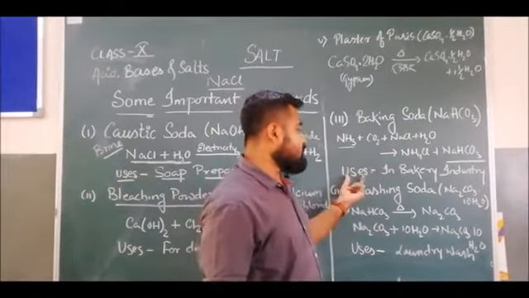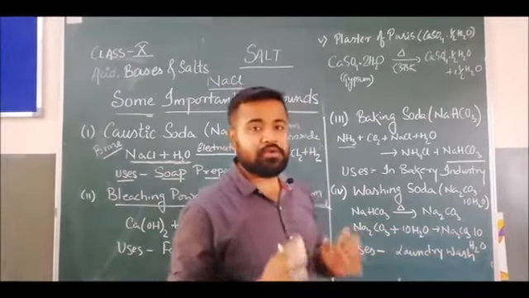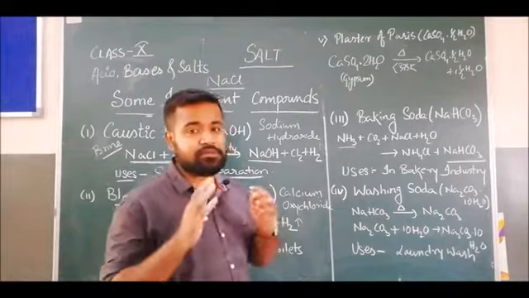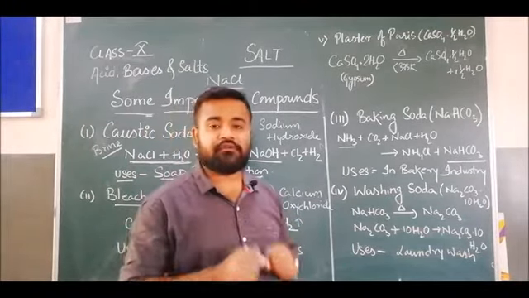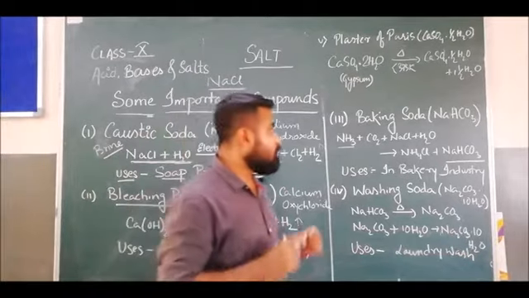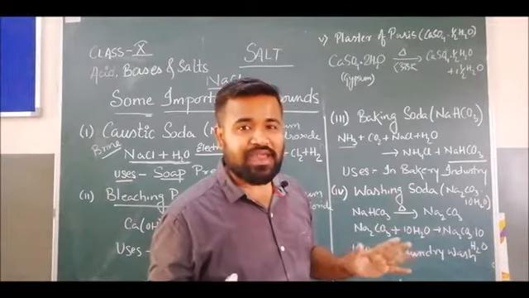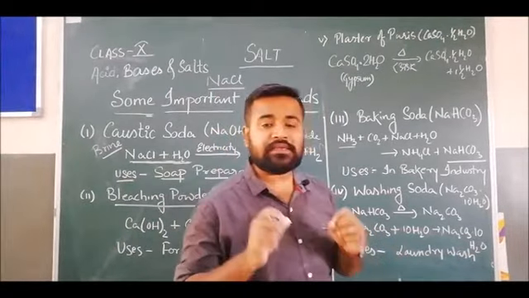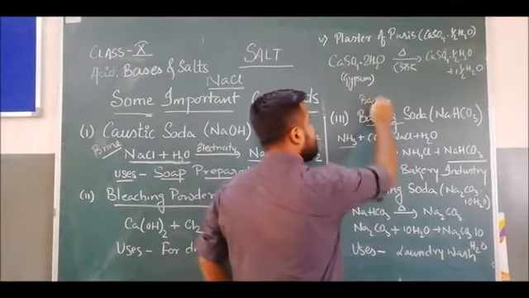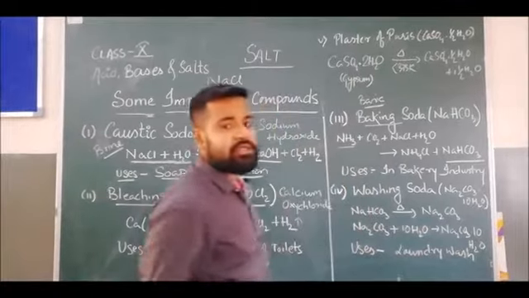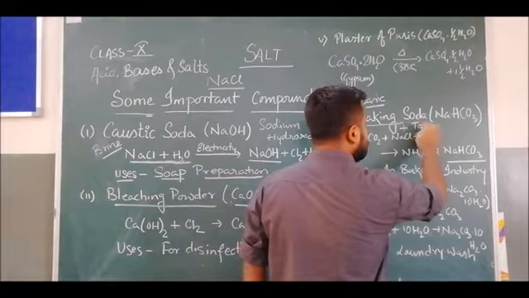So here, what is the use of this sodium bicarbonate? Sodium bicarbonate is mainly used in the bakery industry, to make the bakery items soft. But we are not directly using the baking soda, because baking soda is basic in nature. That's why we are not directly using the baking soda. So what we are using, we are adding tartaric acid.